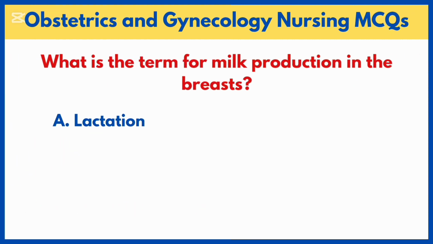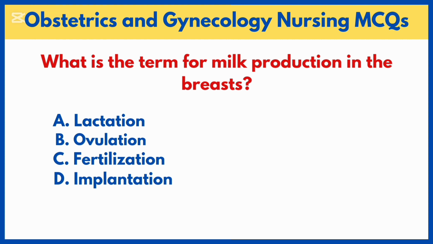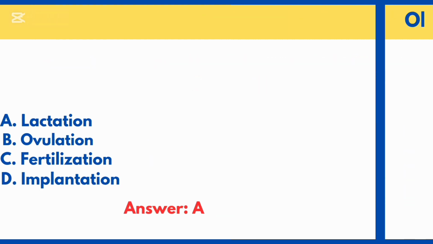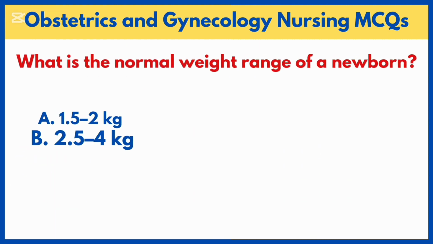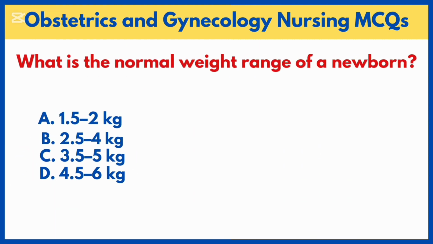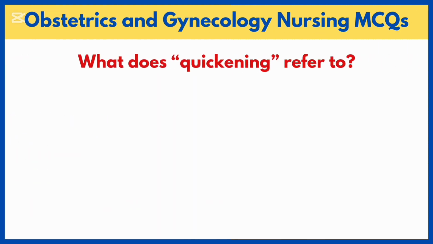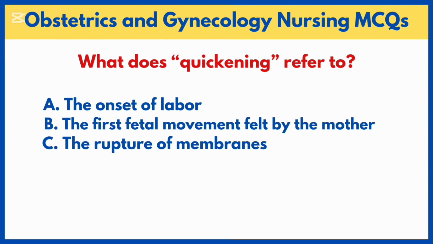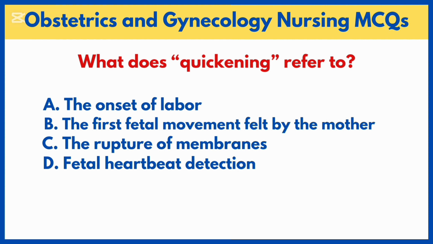What is the term for milk production in the breast? Correct answer is option A, lactation. What is the normal weight range of a newborn? Correct answer is option B, 2.5 to 4 kg. What does quickening refer to? Correct answer is option B, the first fetal movement felt by the mother.